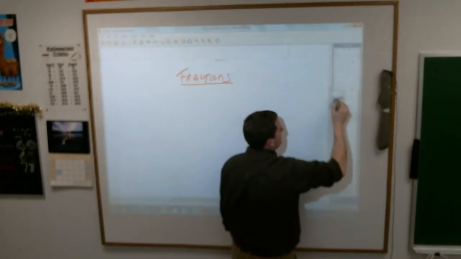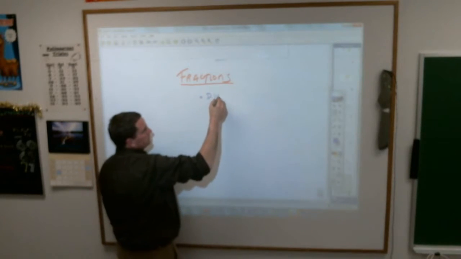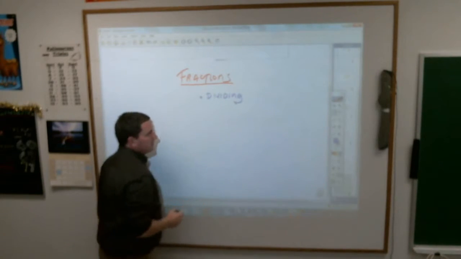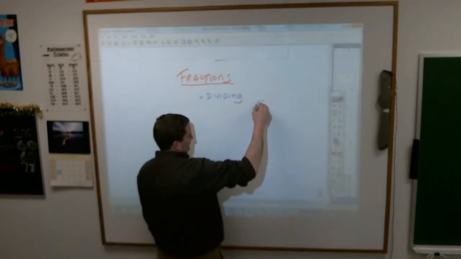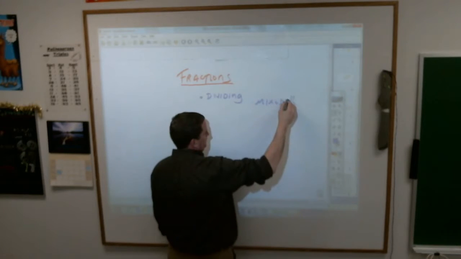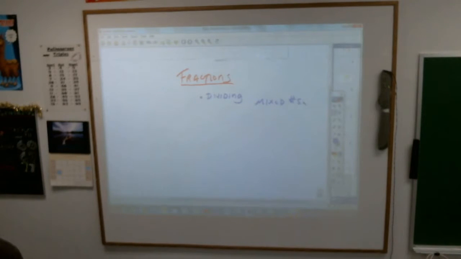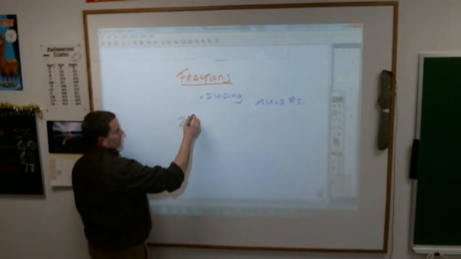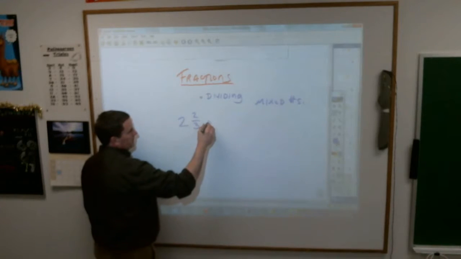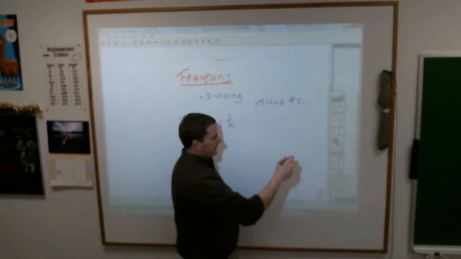Subheading, children, is dividing mixed numbers. So let's look at an example, and then just, how about 2 2/3 divided by 1 1/2? Anybody got any thoughts on it for that?